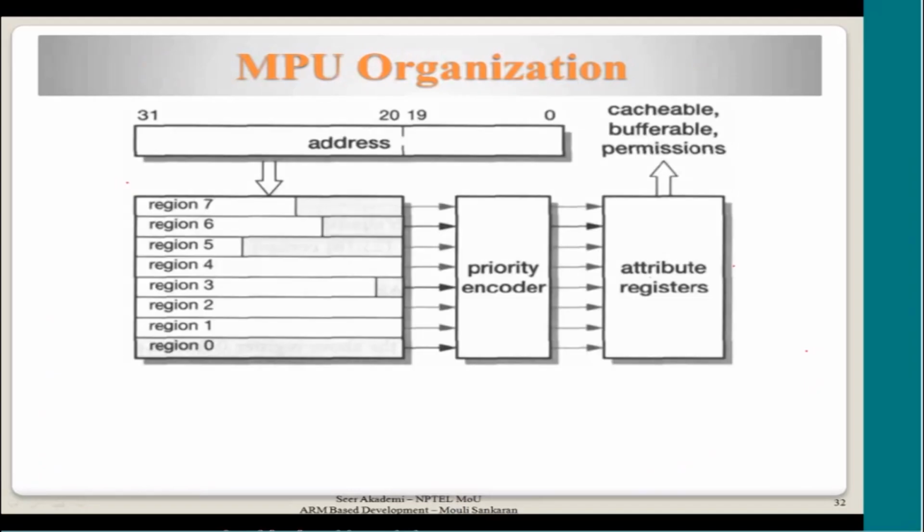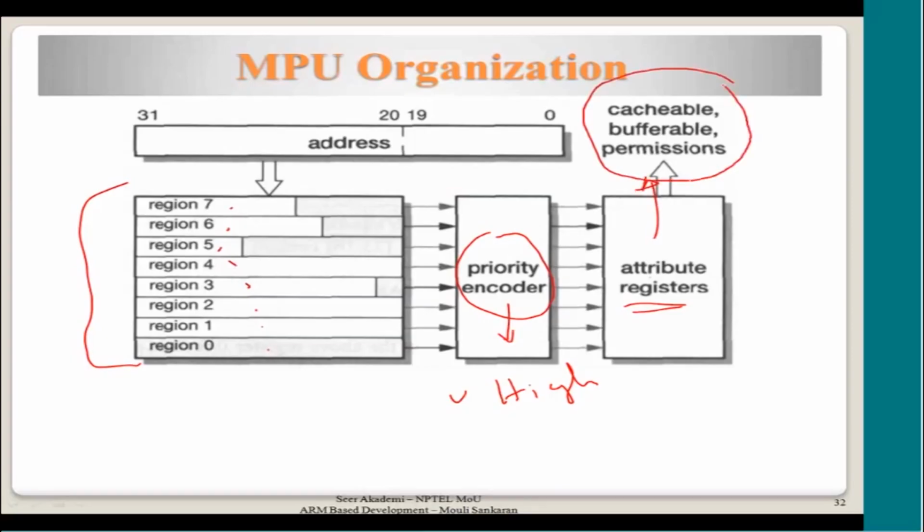Now this is how the region is managed. Different regions are there. Their addresses are given, the starting address and size, and you have a priority number. It will encode the priority and then decide which highest priority needs to be enabled, because you have overlapping regions. If two regions are overlapping, we have to choose the highest priority, and then based on that, attribute registers will be accessed. Higher priority attributes will be given. That will decide whether a particular access is cacheable or bufferable, or whether user mode or privilege mode access is happening.